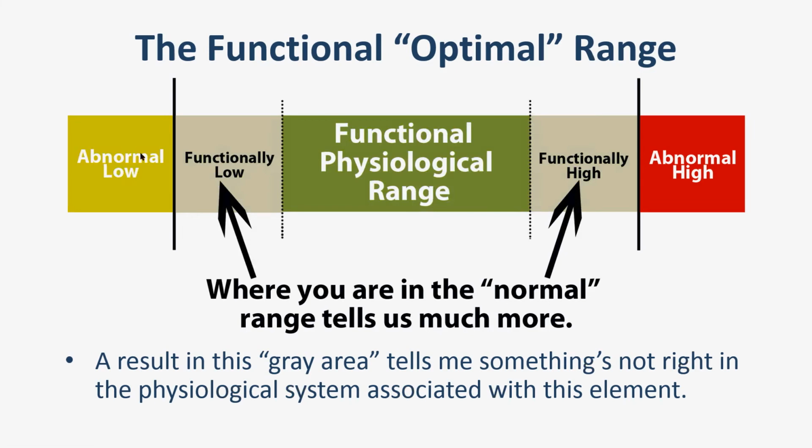So that means that patients that are between the normal and the functionally optimal are functionally low. And the patients that are between the normal high and the functional optimal high are functionally high. So this results in a gray area. And this tells me that something's not right in the physiological systems that are associated with this element. So we can increase our ability to detect patients with changes in physiological functions.